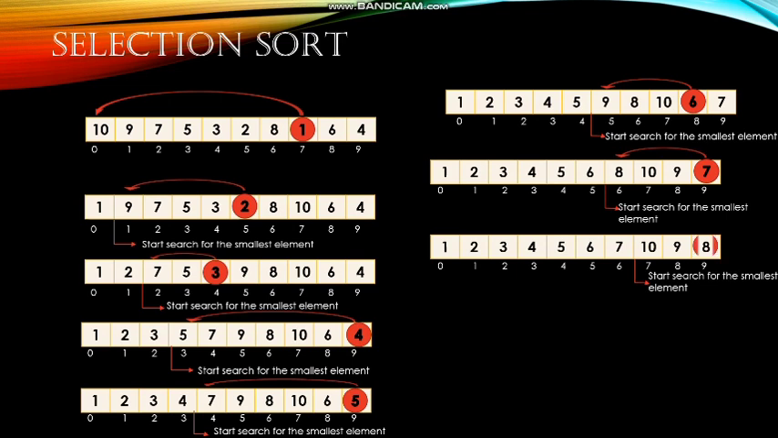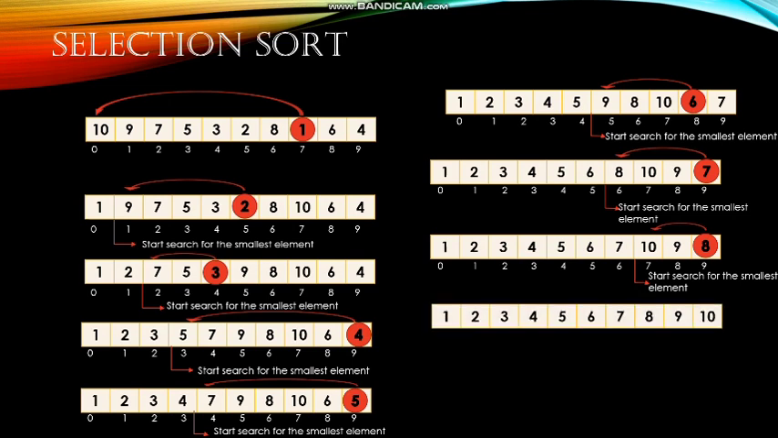So the next smallest element is 8. So we have to swap it to where we start our search for the smallest element, which is here. So we have to swap. Then the array will look like 1, 2, 3, 4, 5, 6, 7, and 8 are in their right place. So we have to start our search in here. But 9 and 10 are in their right place. It will automatically be in their right place.